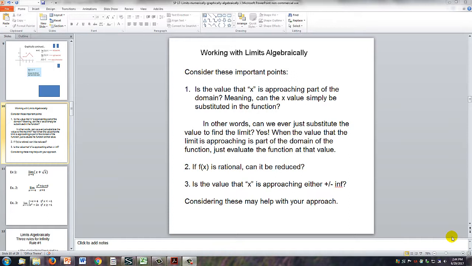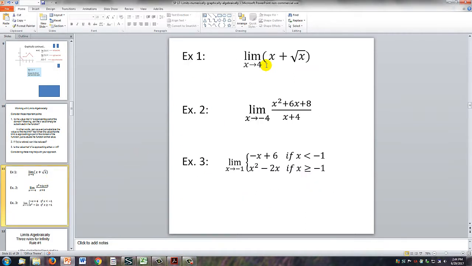When the value that the limit is approaching is part of the domain of the function, you just evaluate that function at the value. So, for example, in example 1 here, you have the function x plus the square root of x. Well, 4 can be plugged into this without it being a problem. 4 is in the domain. So if you just plug 4 in, you get 4 plus the square root of 4, which is 4 plus 2, which is 6. So the limit of this function as x approaches 4 is 6.